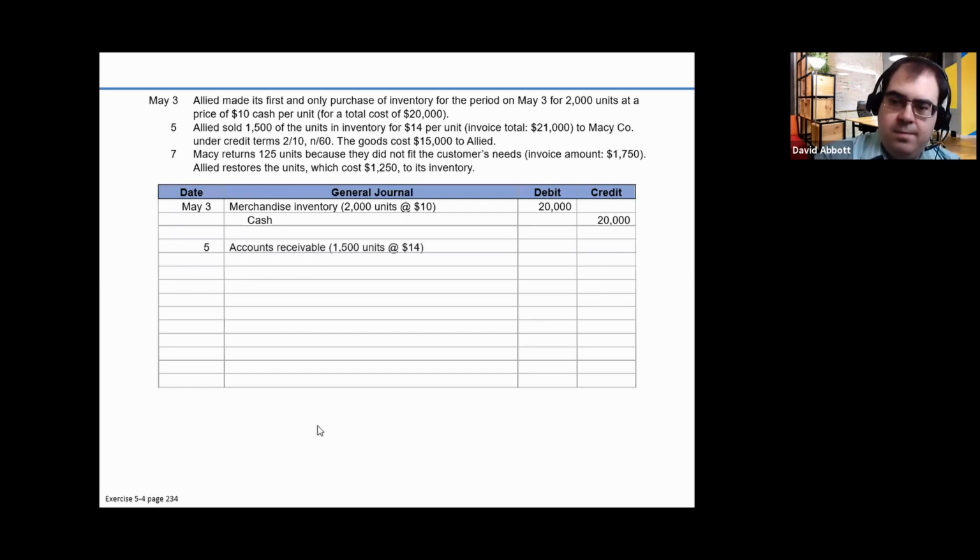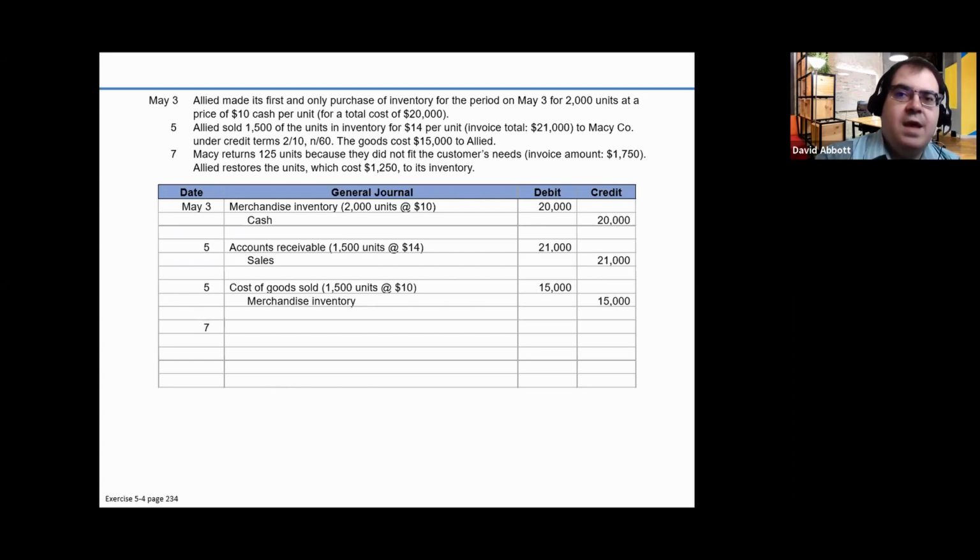So the first portion of this that we're going to record is the actual sale. So you have accounts receivable of $21,000 because we haven't actually received the cash yet from Macy. And then you have sales of $21,000, and that records the revenue. Then you have to record the cost of goods that were sold. So you have cost of goods sold, which is $15,000, because again, these units cost us $10 a piece. And then you have merchandise inventory, a credit of $15,000 because that reduces the amount of inventory that we have.